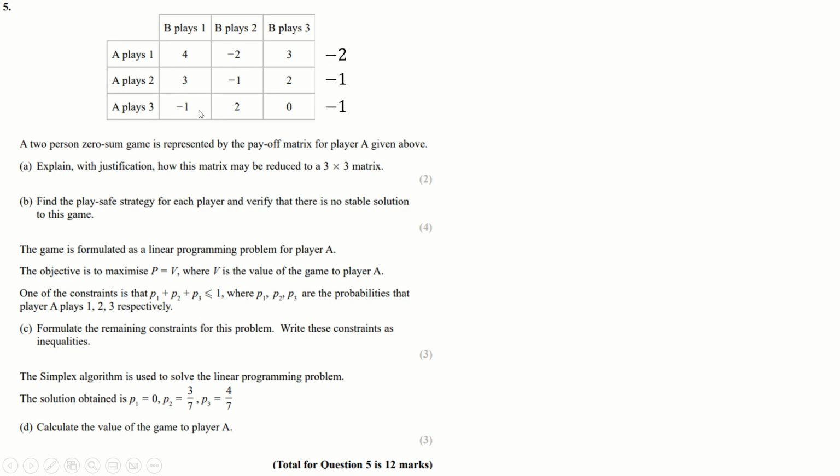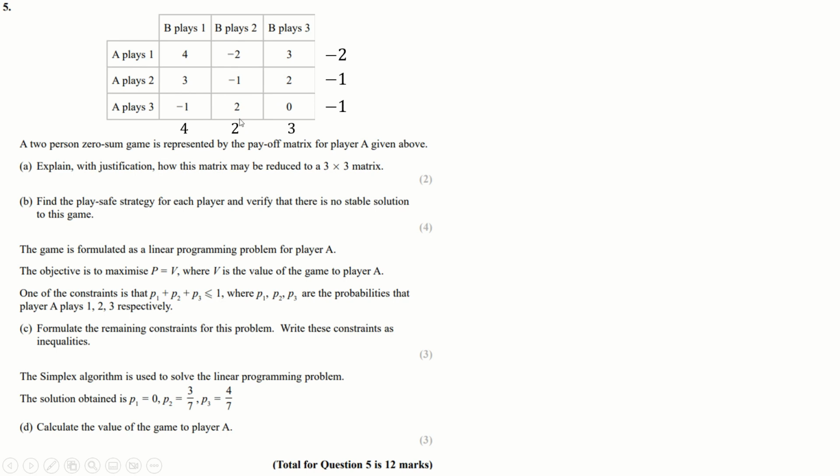Now for B, it's the exact opposite. You look for the biggest number, because again, these numbers are kind of opposite from B's point of view. This is losing 4, this is losing 3, this is winning 1. So the worst thing that can happen here is he loses 4. The worst thing here is loses 2, the worst thing here is losing 3. So the play safe strategy is to lose 2 and play this column here.